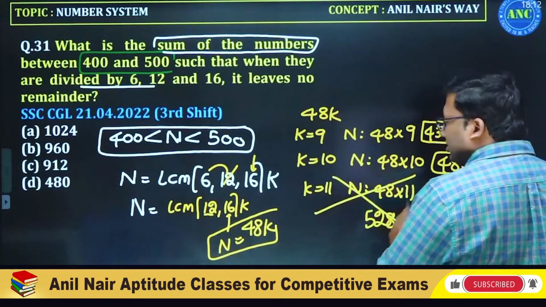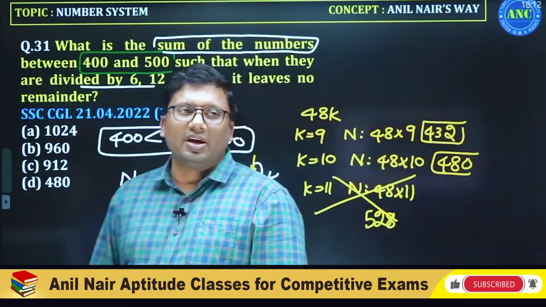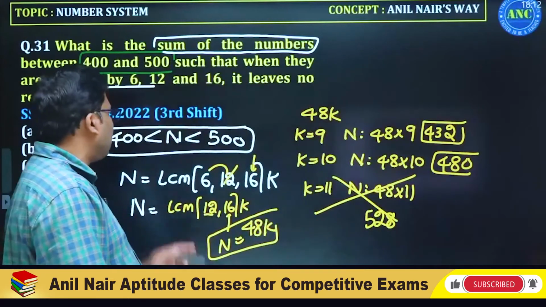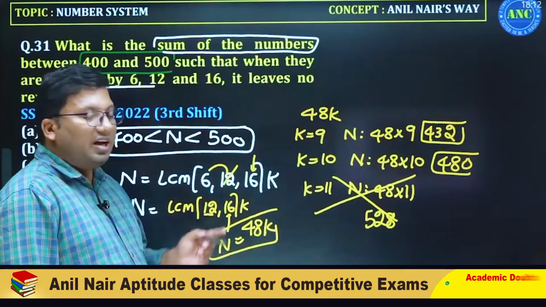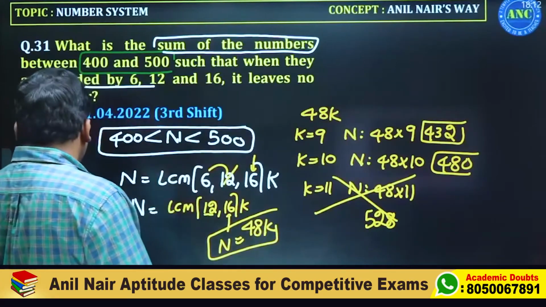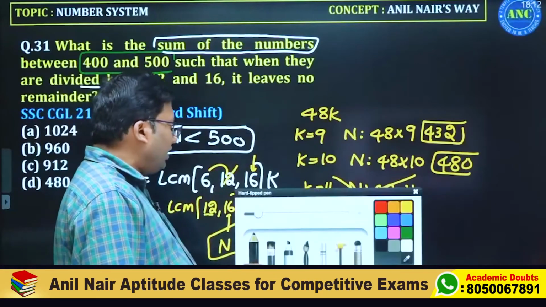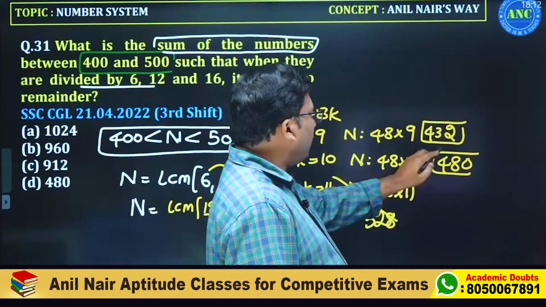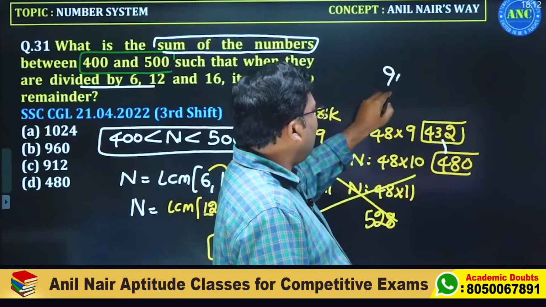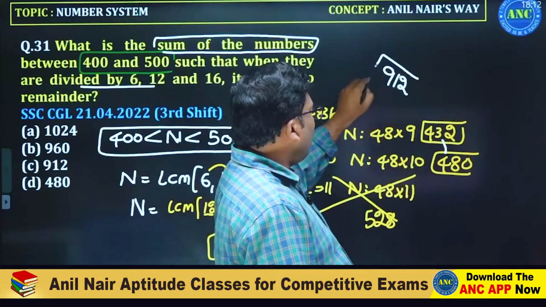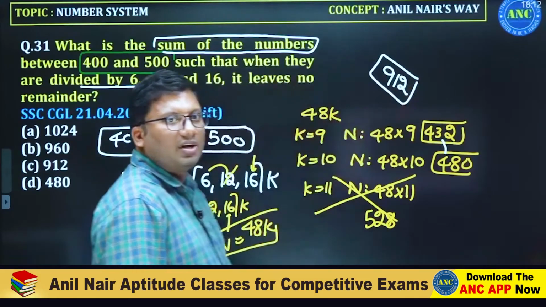I don't need this case, as the numbers should be greater than 400 and less than 500. That means I need to add both the values, 432 plus 480. The answer for this question is 912.